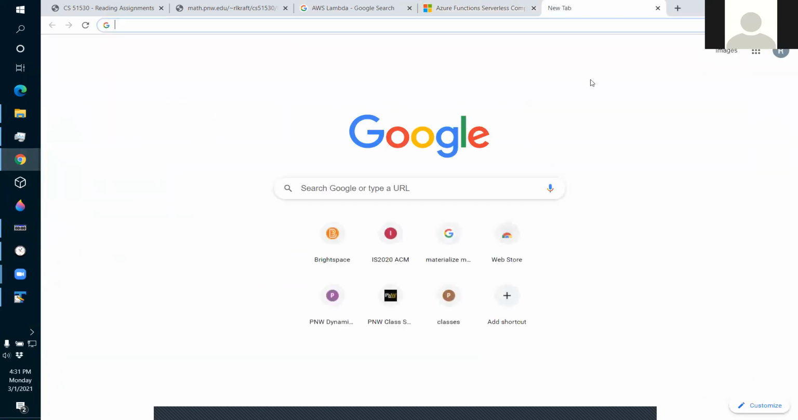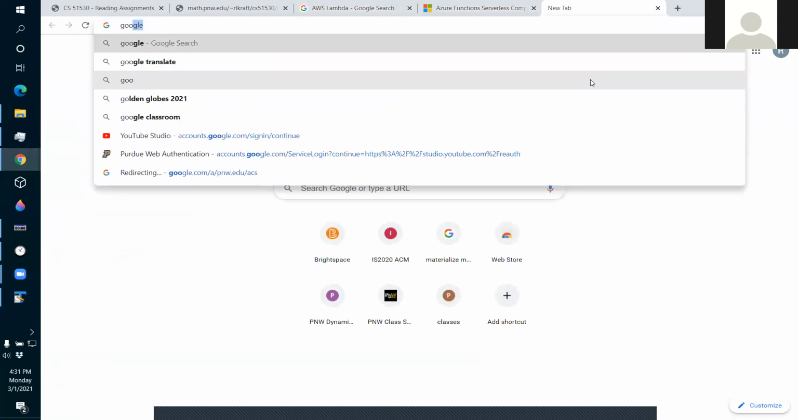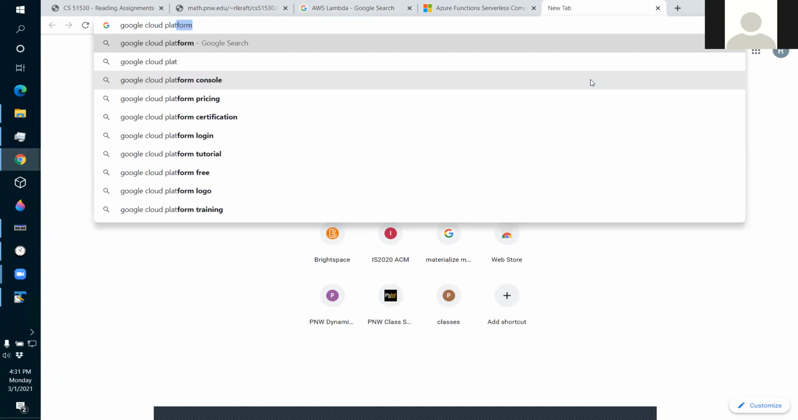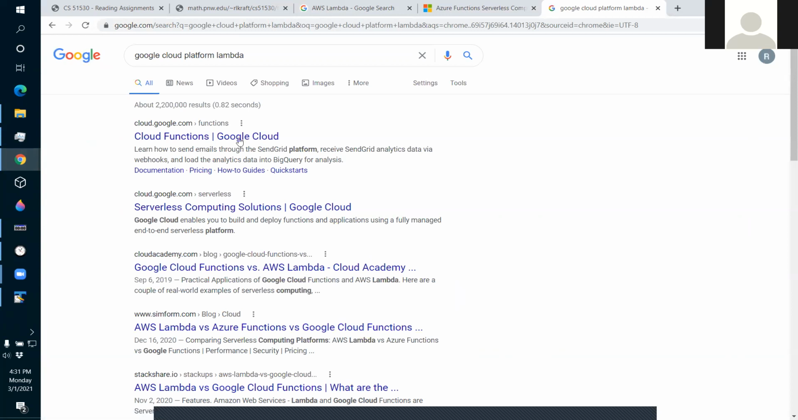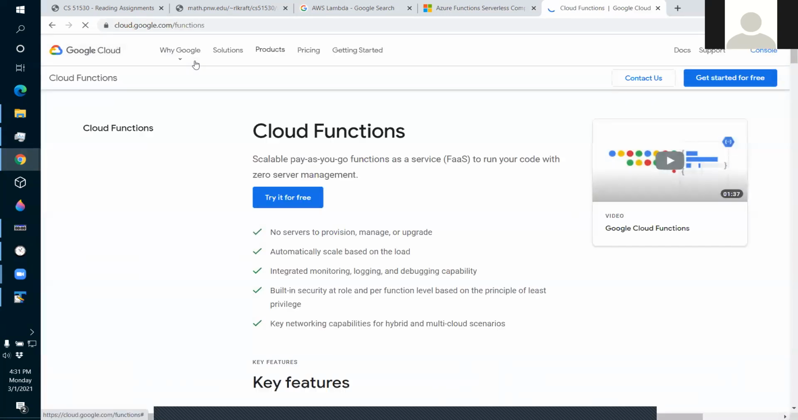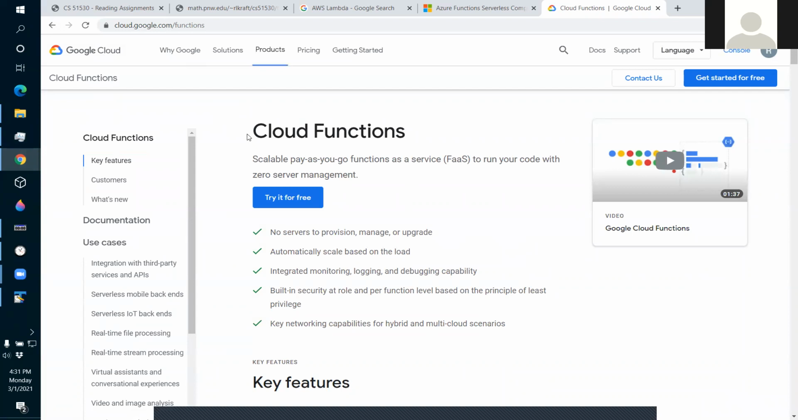Google has something like this. Google Cloud Platform is the name of the system. And then there would be their lambdas: Cloud Functions. Notice I Googled the phrase lambda and I get their Cloud Functions. Functions as a service. That's the other phrase people use for this. FaaS, functions as a service.